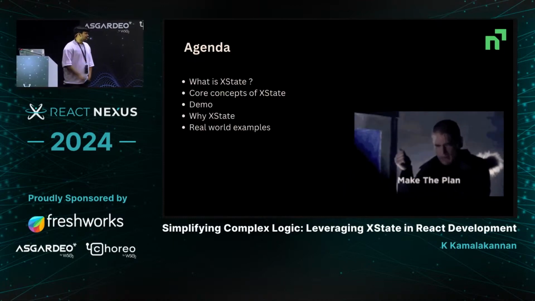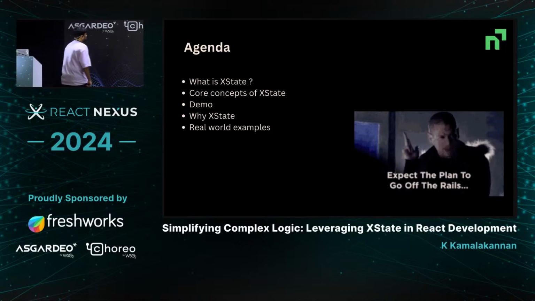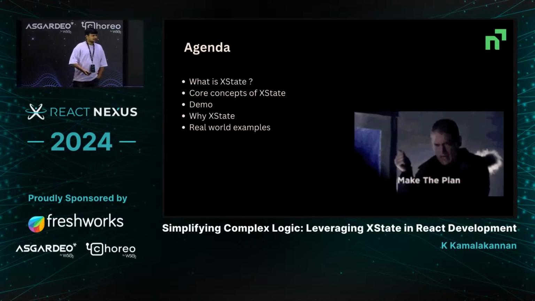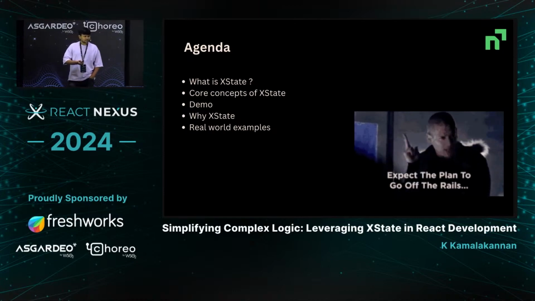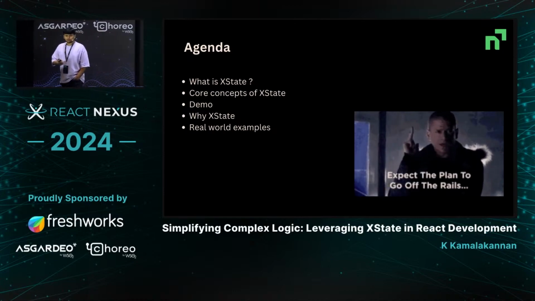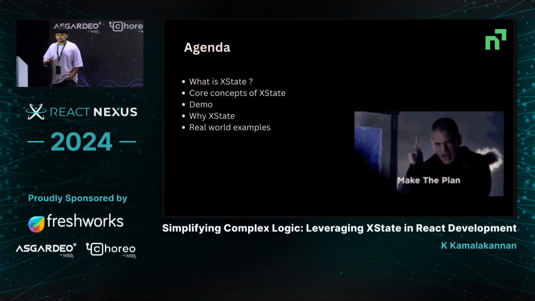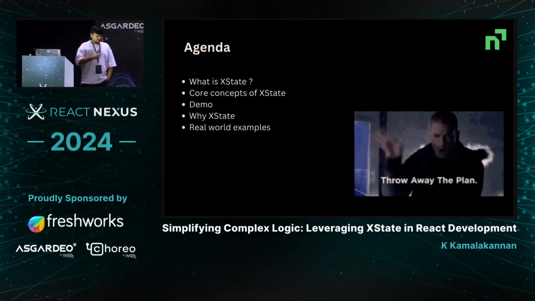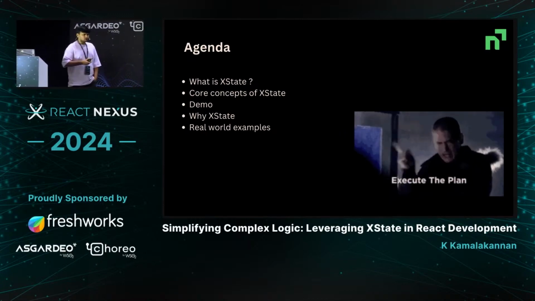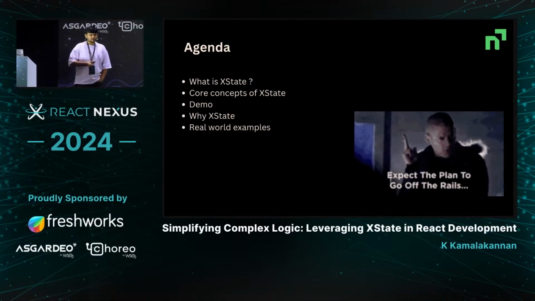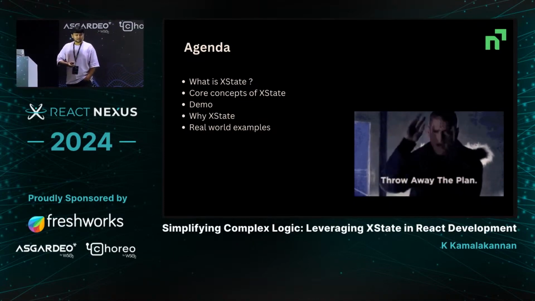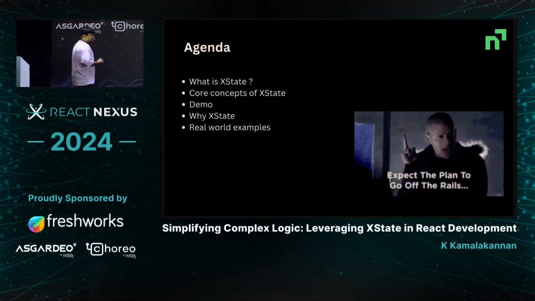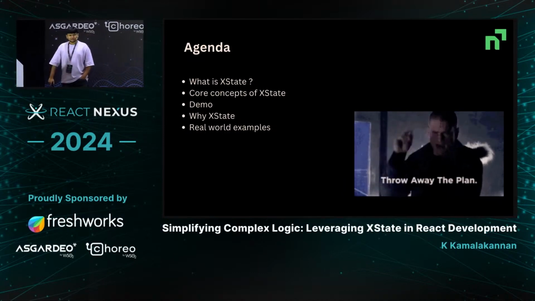So the overall agenda for the talk is we'll try to understand the basics of XState and the core concepts, and then we'll have a small quick demo to understand how we can leverage it to simplify the logic and make our life easier. And it's not just about being a developer amongst a set of groups. You might have a mixed set of people, from junior developers to intermediate to senior developers. So how can we make their life easier, and then we'll see some real examples for validation. This is the overall agenda for the talk.